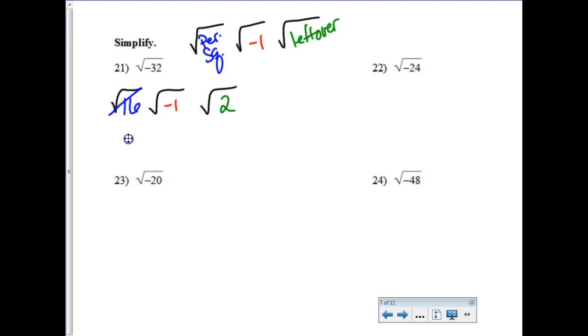Square root of 16, better known as 4. Square root of negative 1 is what we call an i. And then square root of 2 doesn't do anything, so we just leave it as the square root of 2. That's your simplified answer right there.